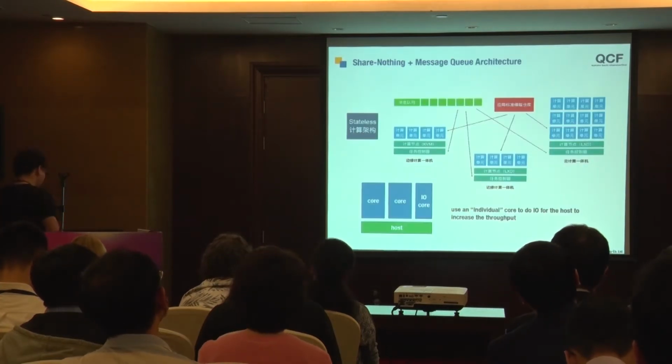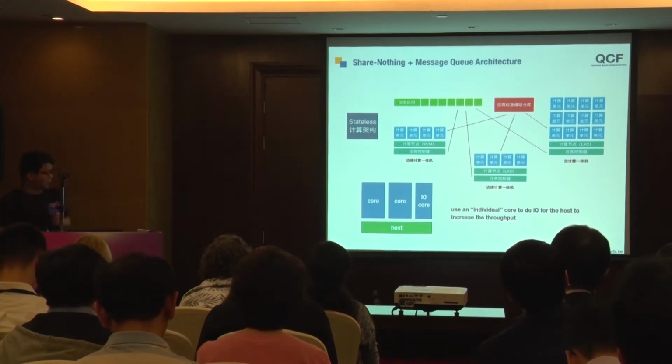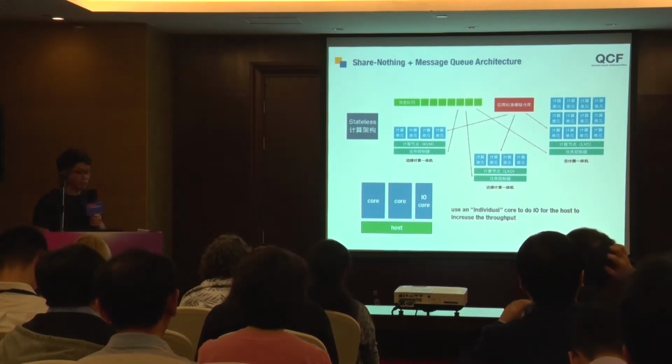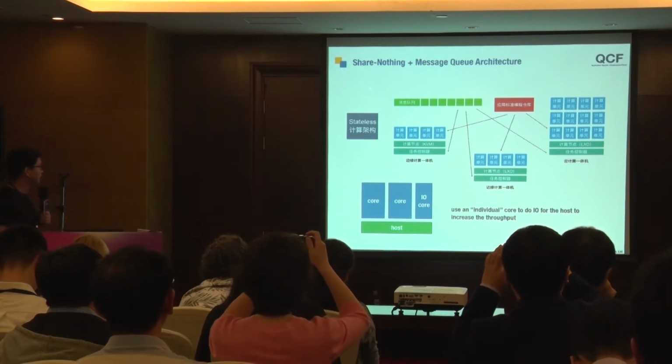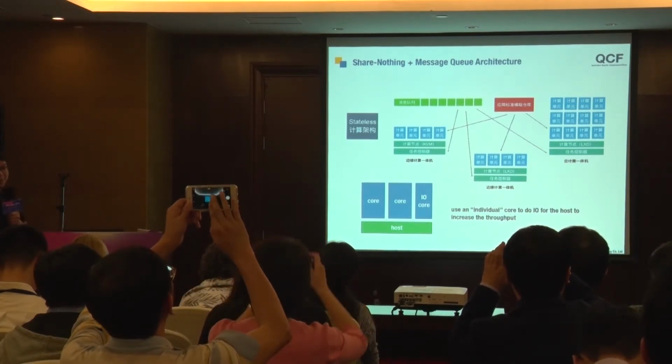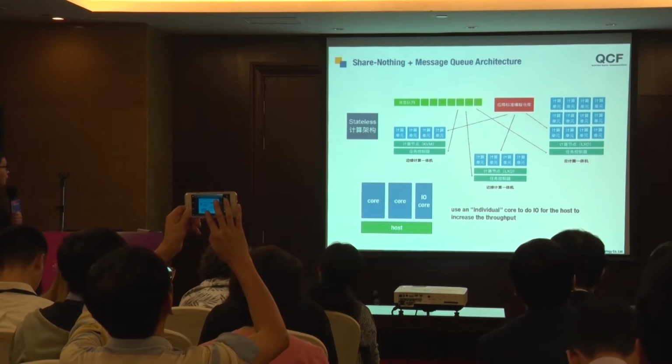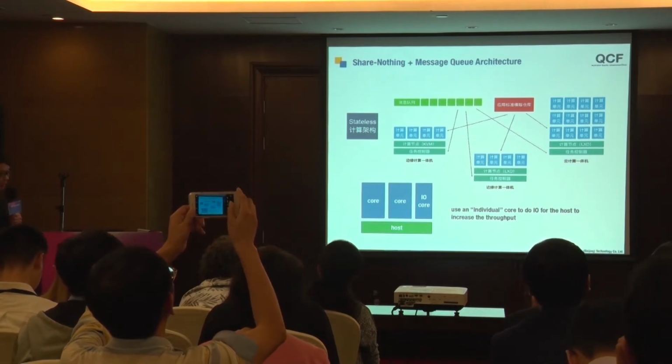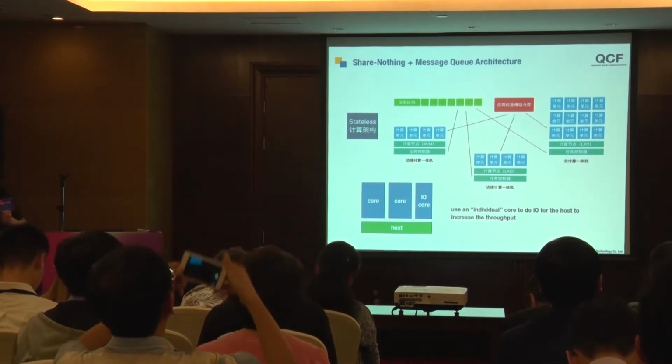So this is our architecture. Our architecture is called shared nothing with message queue. So why do we put this together? Of course, shared nothing because we want to increase scalability. We can increase the scalability linearly with all the loads we add into the system.